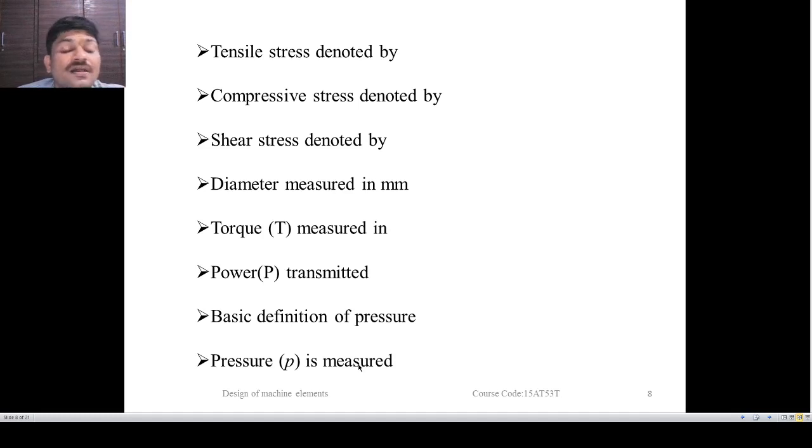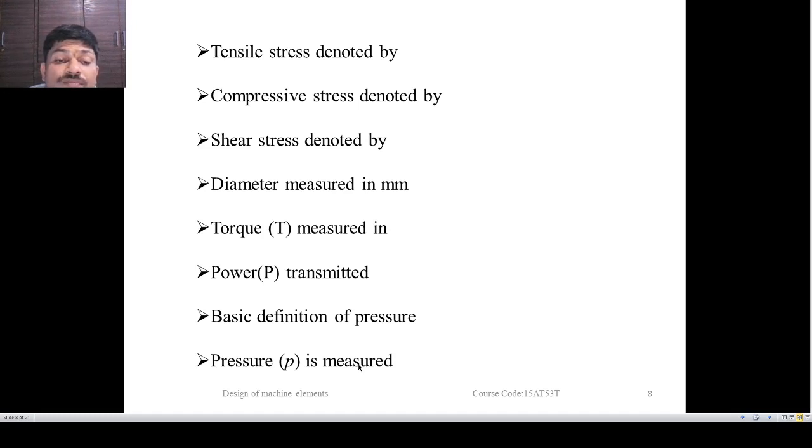Then the next one is the power transmitted. Many rotating objects, any shaft you consider, there is a transmission of power by that system, and it is producing a certain amount of torque. That torque is producing the power produced by the system. Usually this power is measured in watt or kilowatt, which are the measuring units of power. The notation used for power is also capital P.